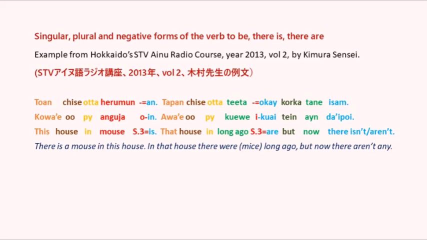Toanchise otta herumuan, tapanchise otta teta okai korkatane isam. Koa eopu anguchaoin, awa eopu kwe I kwai tein an daipoi.